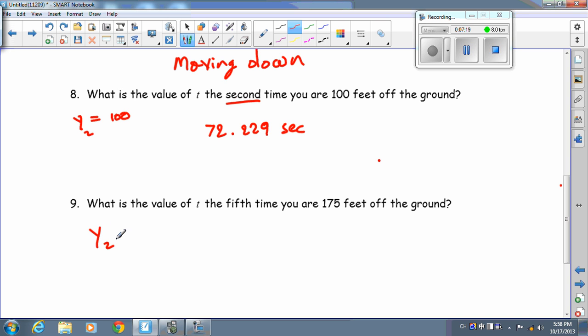For the last one, I put y2 equal to 175. If you follow the same process, you should end up with 201.502 seconds.